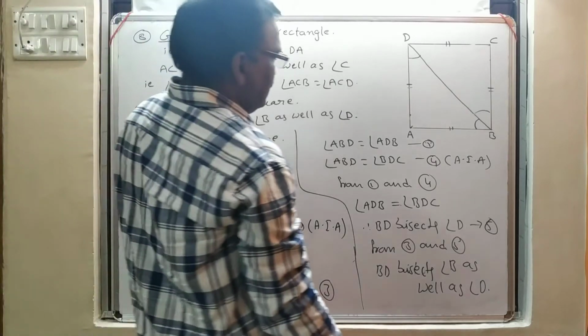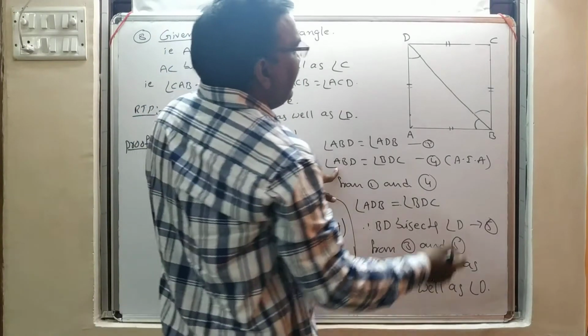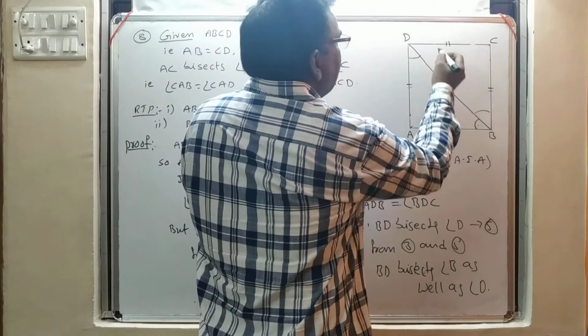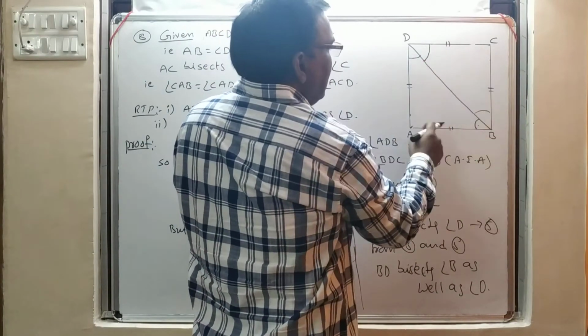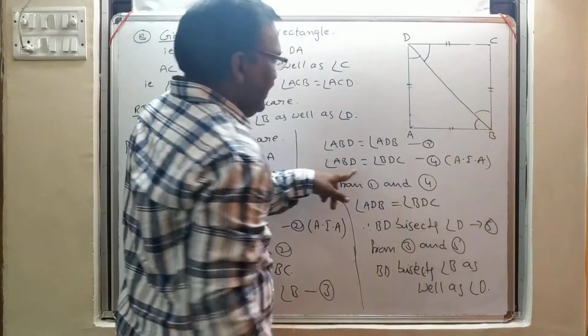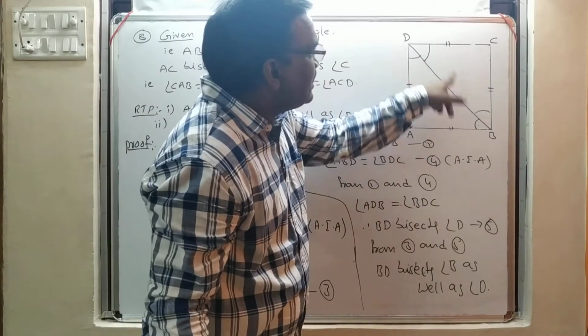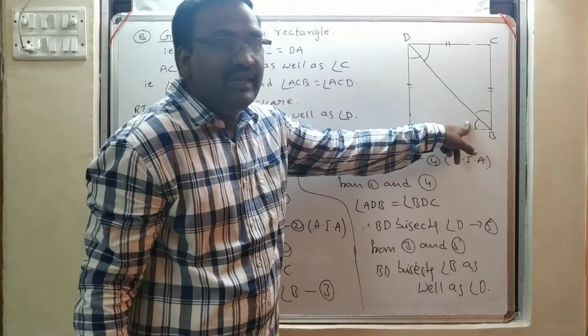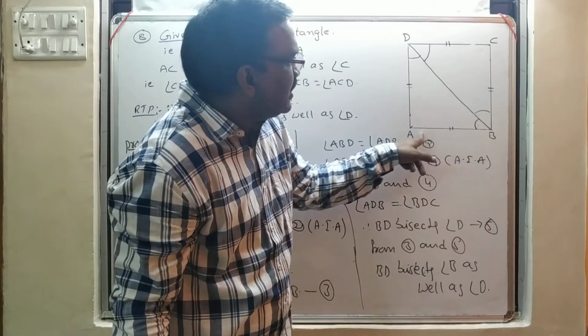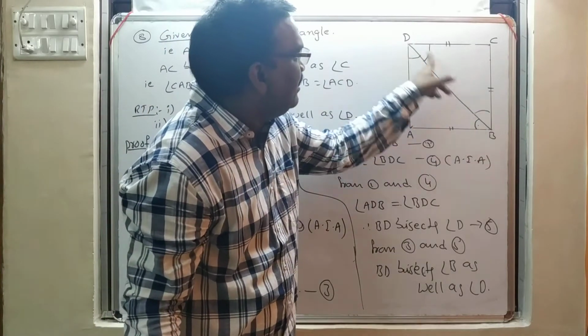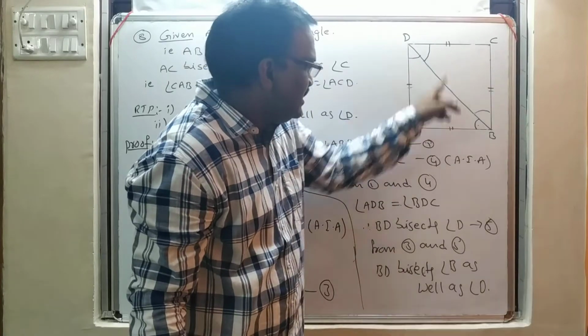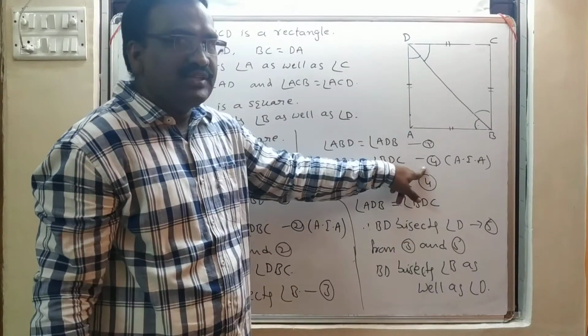Next, angle ABD and angle BDC, these two angles also are equal. These two are alternate interior angles. So angle ABD is equal to angle BDC. This is condition 4.